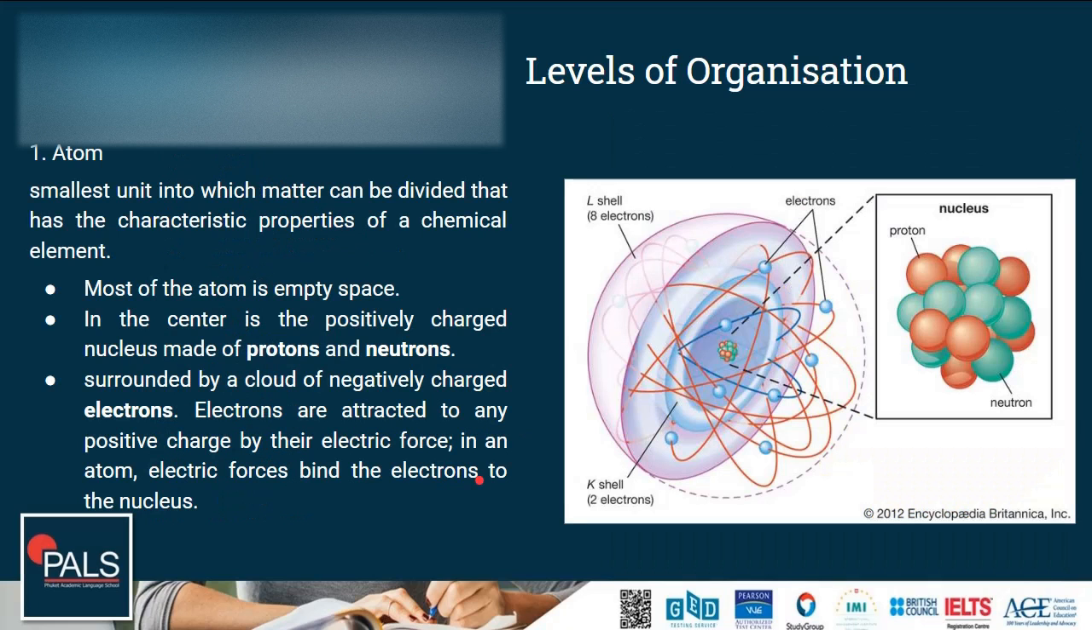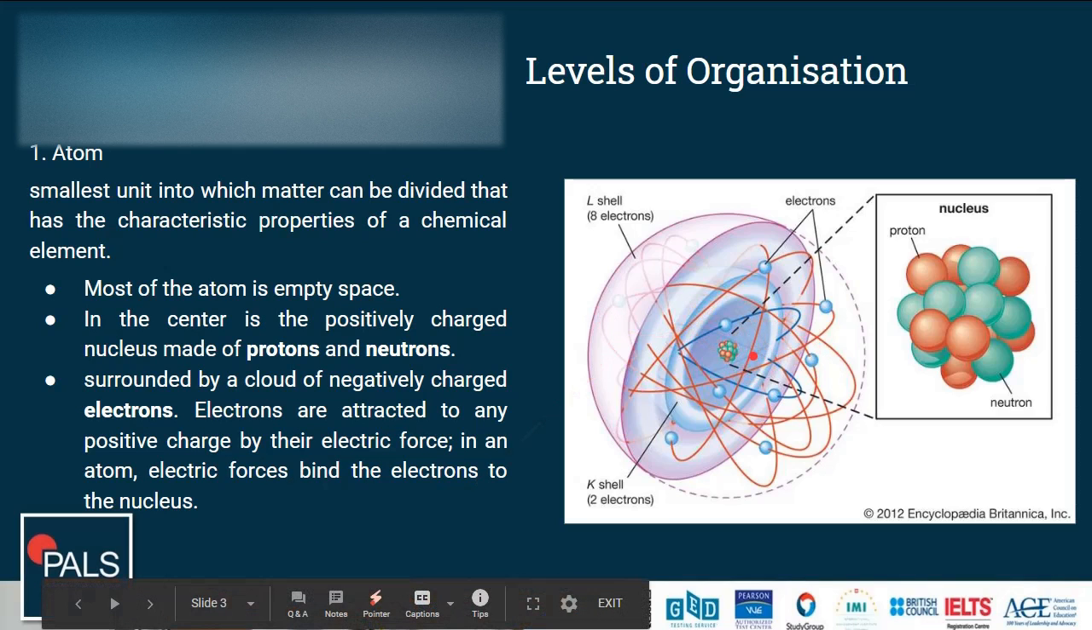The atom. An atom is the smallest unit into which matter can be divided that still has the characteristics and properties of a chemical element. So most of the atom, if we look at it, is empty space. Even that model here doesn't show it very well.